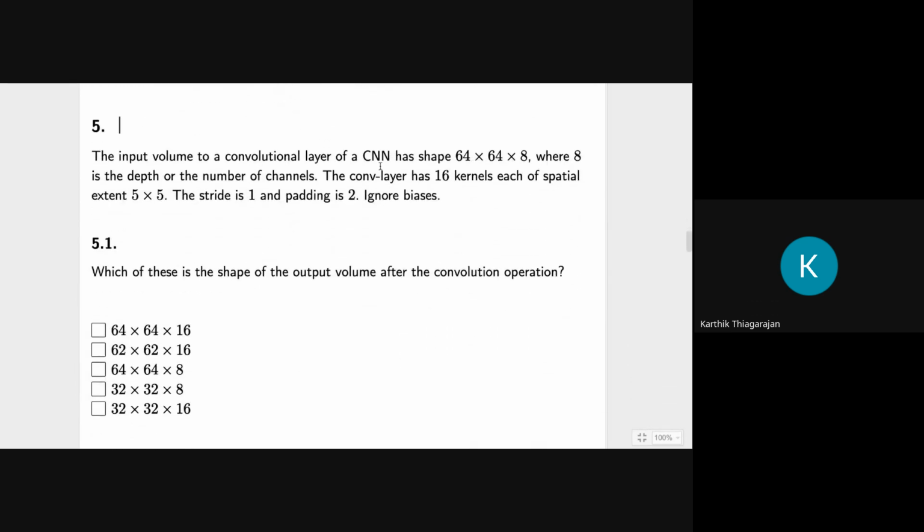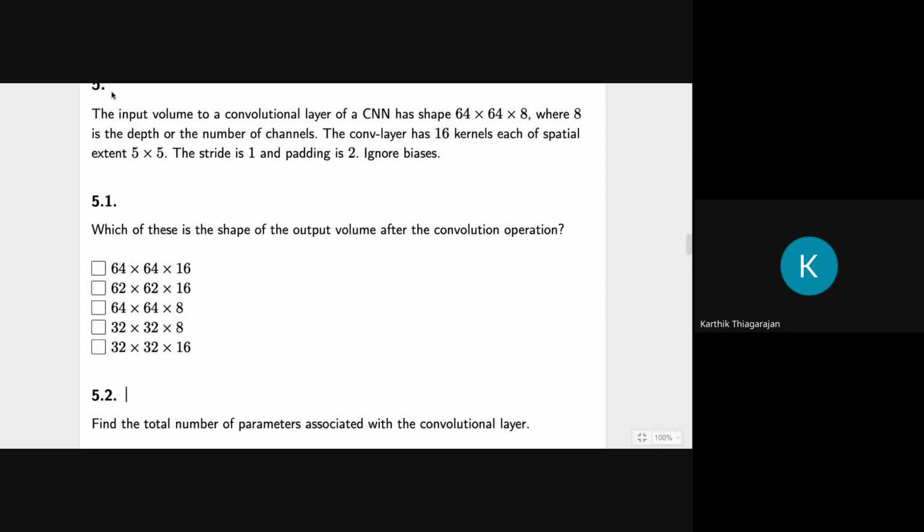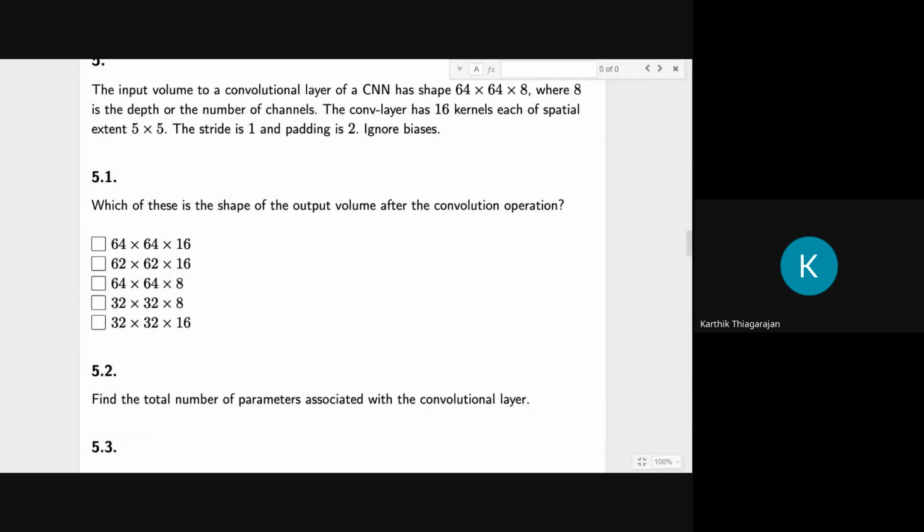So next we go to phi. The input volume to some layer of a CNN has this shape, 64 cross 64 cross 8, right? So the spatial extent is 64 cross 64, 8 channels, and you have 16 kernels, each of size 5 cross 5. The stride is 1 and padding is 2. What you're asked is, what is the shape of the output volume after the convolution operation? Just give me a minute. I'll make this full screen.